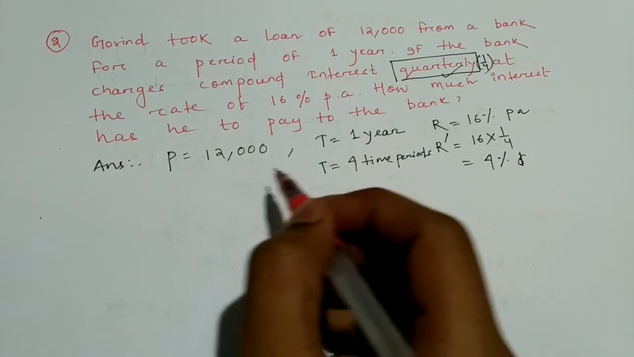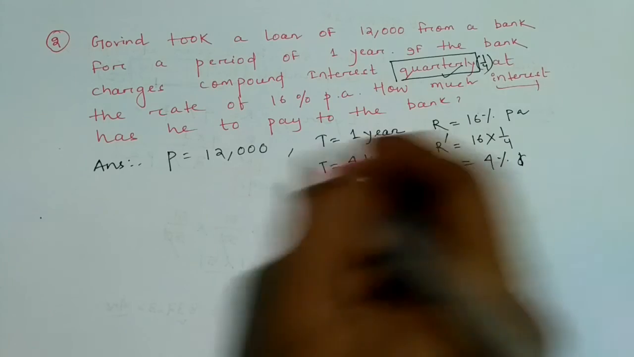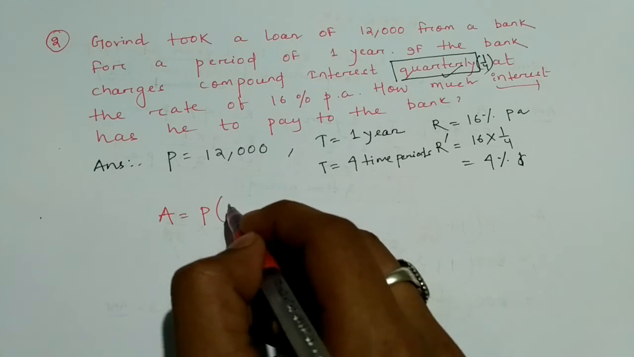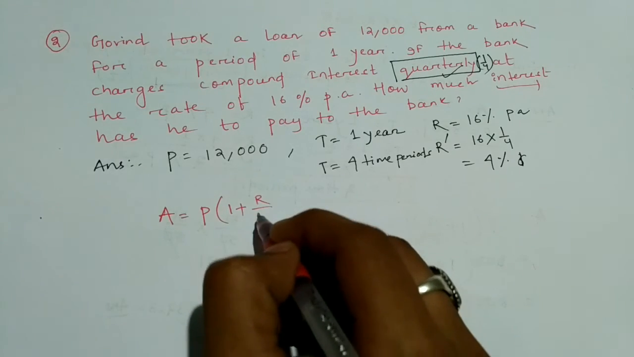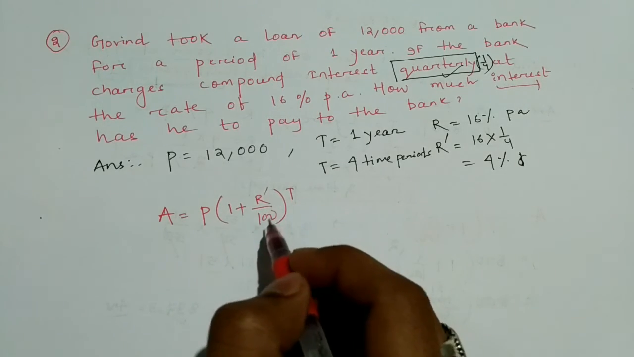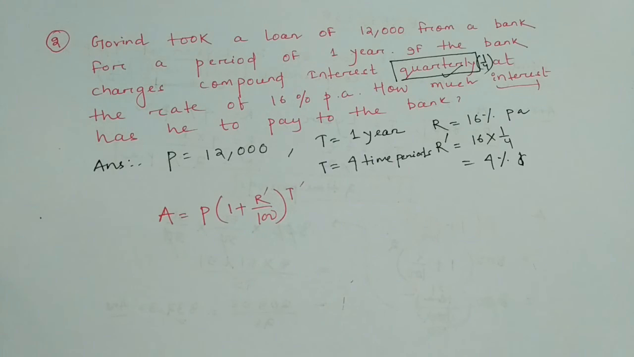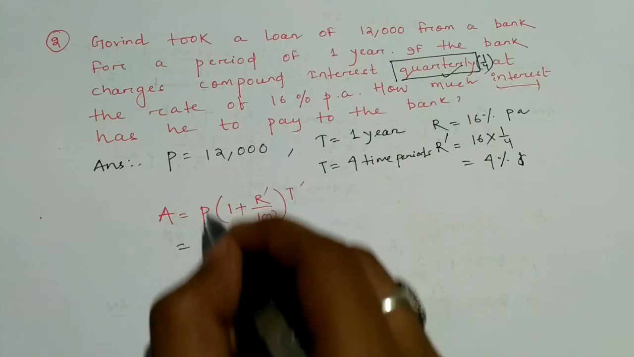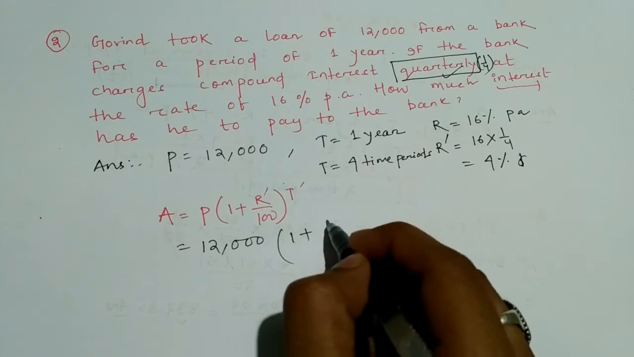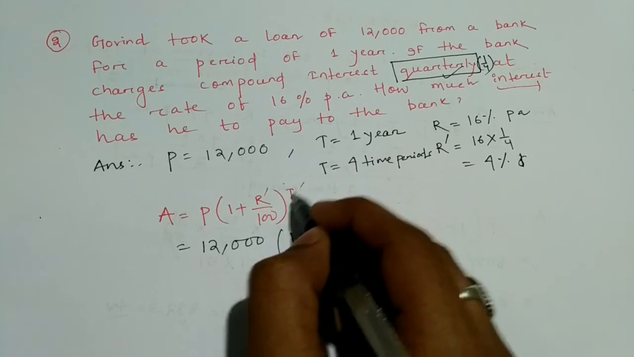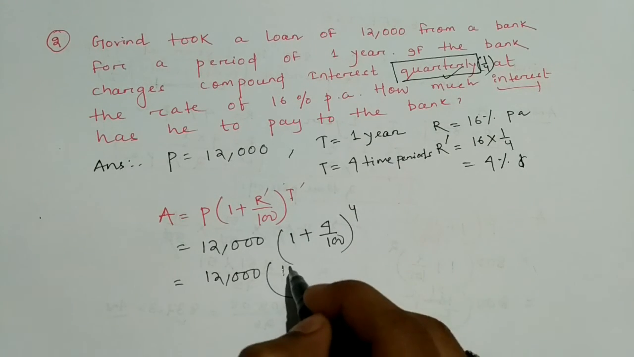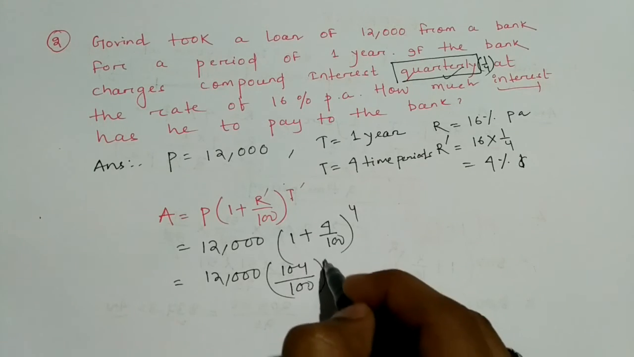Okay, so we have to find out how much interest he has to pay. So first we have to find out the amount. So A equals P into (1 plus R by 100) to the power T. Okay, so let's say R dash and T dash. So P will be 12,000 rupees multiplied by (1 plus R dash by 100). R dash is 4, so 4 by 100, to the power T dash. T dash is 4. So 12,000 into (104 divided by 100) to the power 4.